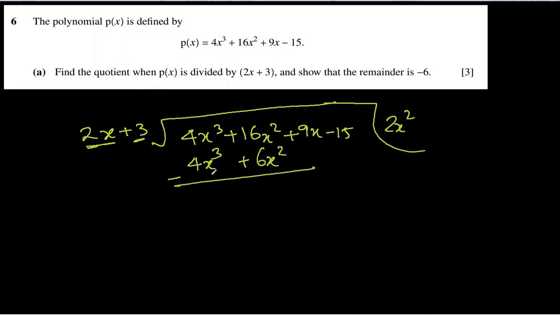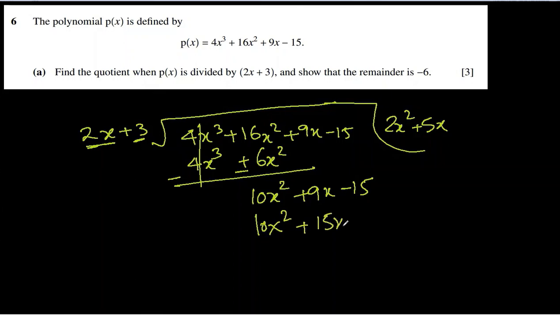Now we subtract, minus minus. 16 minus 6 is 10x square plus 9x minus 15 from there without changing sign. Okay. Now 2x to be multiplied with the 5x to get 10x square. Then 3 multiplied with 5x gives us 15x. Alright, positive, positive. Subtract, this cancels out.